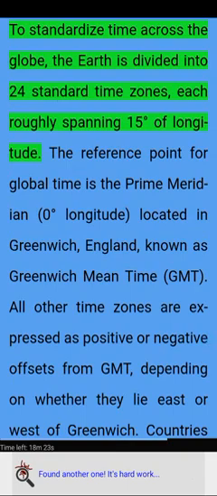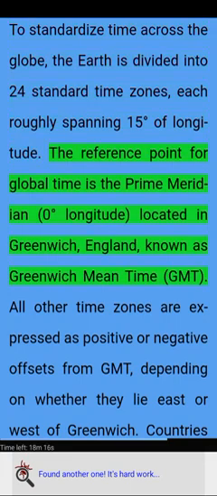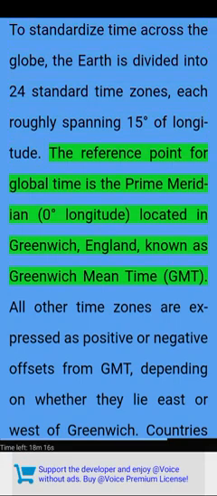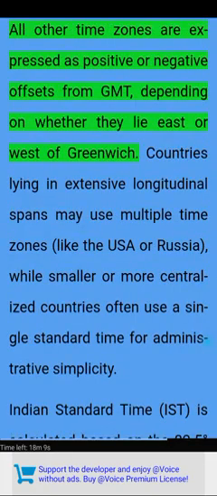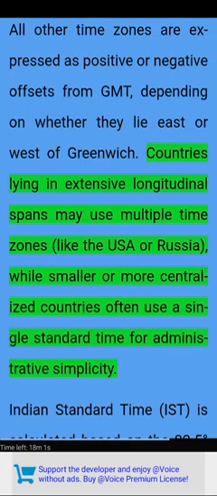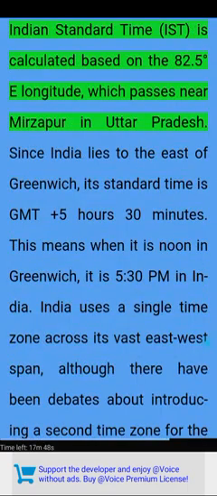To standardize time across the globe, the Earth is divided into 24 standard time zones, each roughly spanning 15 degrees of longitude. The reference point for global time is the prime meridian, 0 degrees longitude, located in Greenwich, England, known as Greenwich Mean Time, GMT. All other time zones are expressed as positive or negative offsets from GMT, depending on whether they lie east or west of Greenwich. Countries lying in extensive longitudinal spans may use multiple time zones, like the USA or Russia, while smaller or more centralized countries often use a single standard time for administrative simplicity.